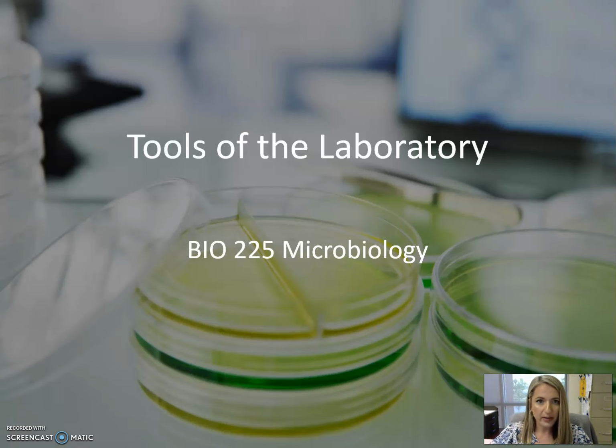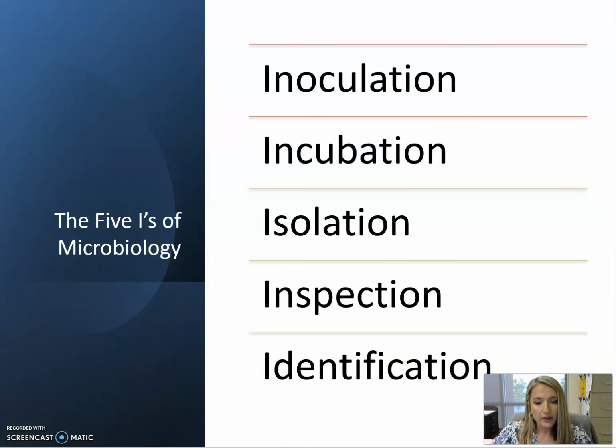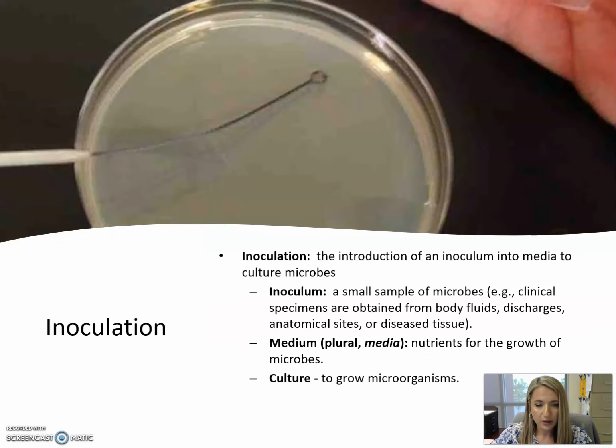So in this exercise, we'll be covering tools of the laboratory. So within the micro lab, we have what we call the 5 I's of microbiology, which are inoculation, incubation, isolation, inspection, and identification. So the first I, inoculation, is technically the introduction of an inoculum into media to culture microbes.